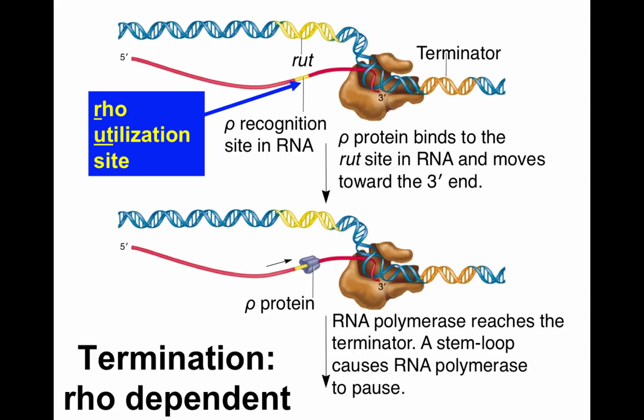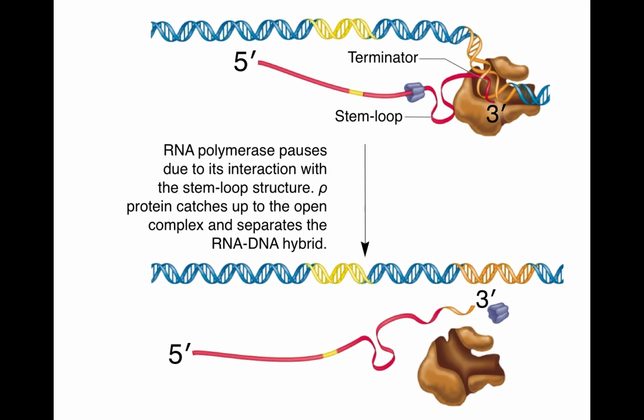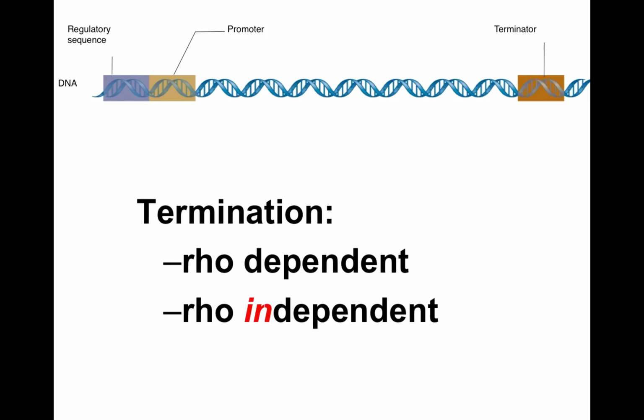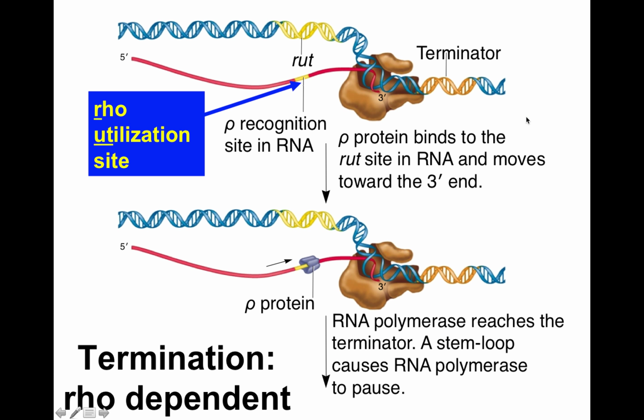What about termination? There's two different types of termination: rho-dependent and rho-independent termination. And that's going to be taking place at this point on our gene. Remember, the gene is the entire segment of DNA, including the promoter region where RNA polymerase binds, the DNA in between that encodes amino acids, and the terminator where RNA polymerase will stop making RNA.